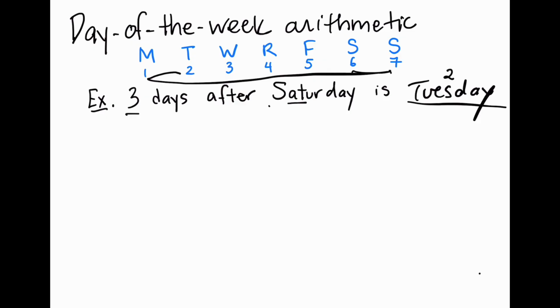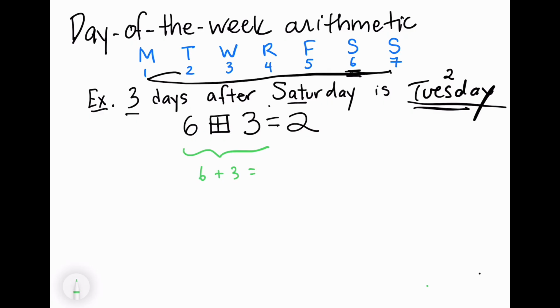So using day of the week arithmetic to make this calculation, I would start at Saturday, which is 6, and I am going to write another special addition symbol with a square around it, and I'm going to add 3, and what does that equal? Based on what we just showed, that's equal to 2 in day of the week arithmetic because it's Tuesday. But when we think about our normal arithmetic, we think, okay, 6 plus 3 is equal to 9. However, we divide 7 into 9, and the remainder is 2.